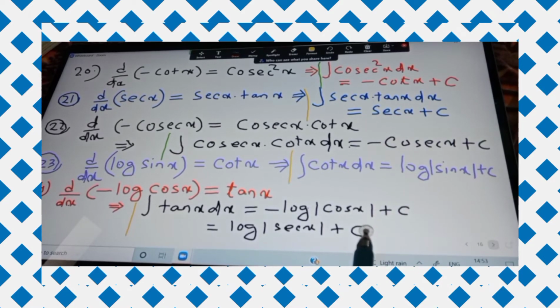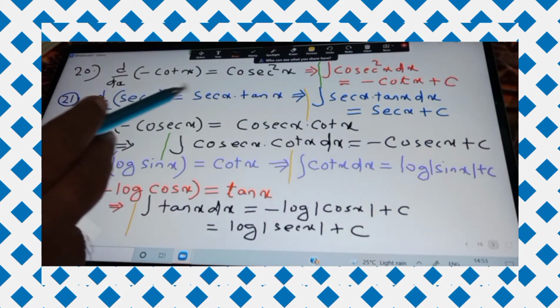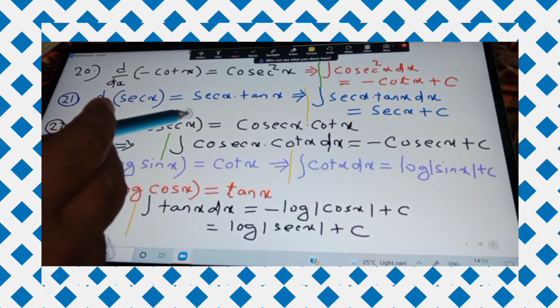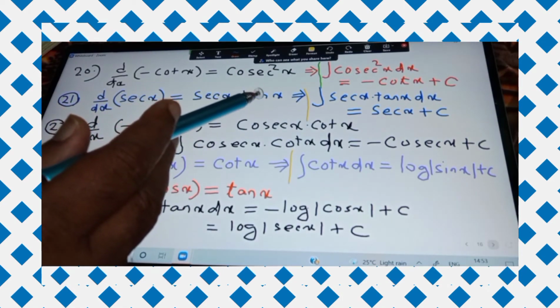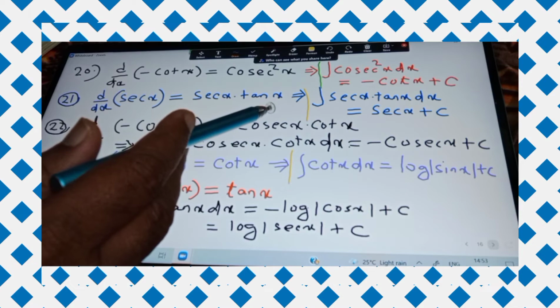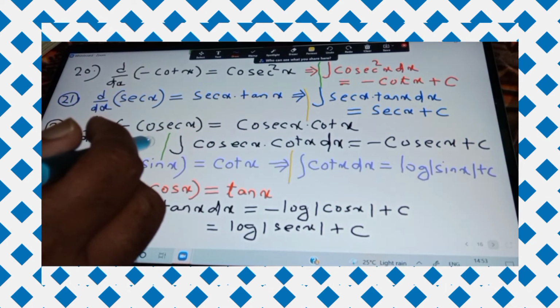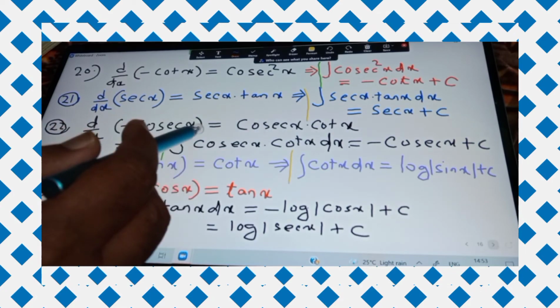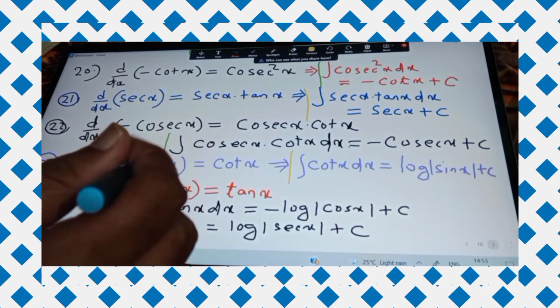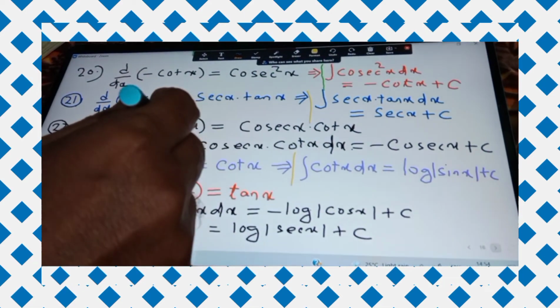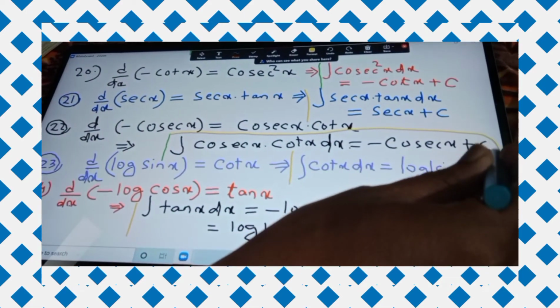These are mostly useful in finding the derivative and the integration of different types of given functions. So you have to remember these formulas. The derivative of sec x is sec x into tan x. So integration of sec x into tan x dx is equal to sec x plus c. Similarly, the derivative of minus cosec x is cosec x into cot x. So integration of cosec x into cot x dx is equal to minus cosec x plus c. Understand? So try to remember these formulas.